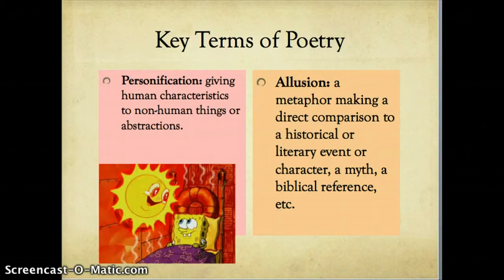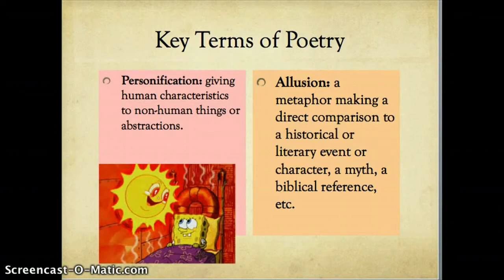Another key term would be an allusion, and this is a type of reference that exists within a piece of literature to another piece of literature. So it's a direct comparison where the text that you're reading will make reference to another text. So usually you'll find historical references. So maybe there'll be some reference to something that occurred in the past, to a literary event or character. So they might mention a character.